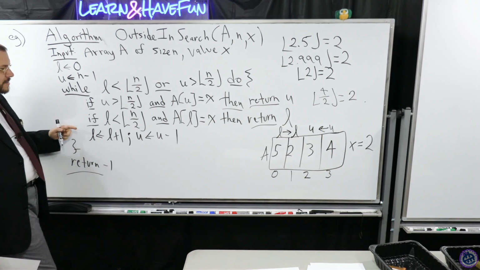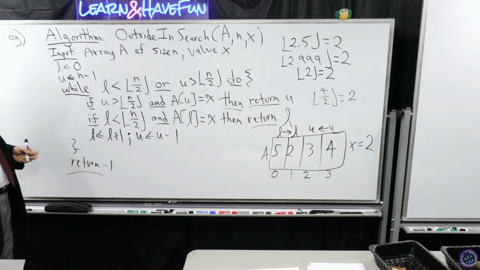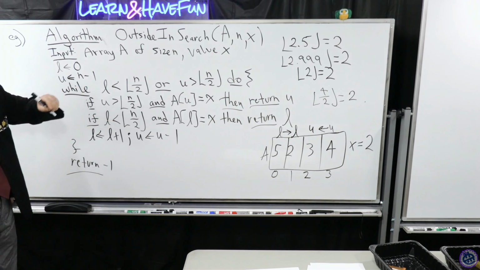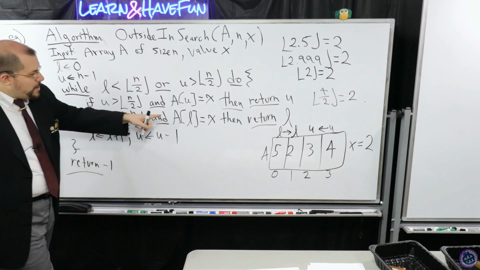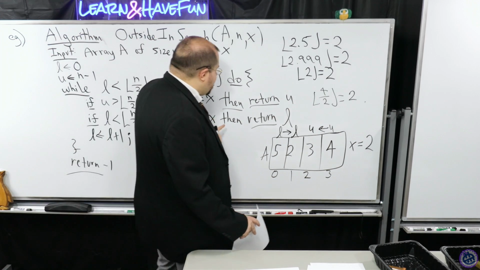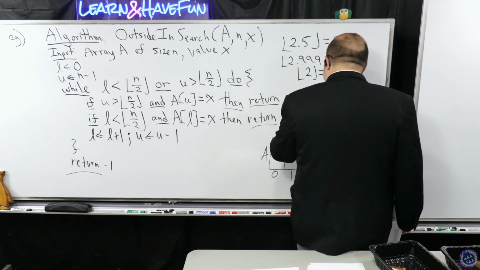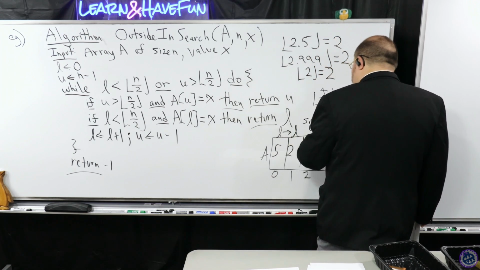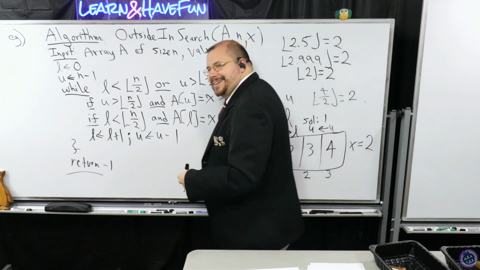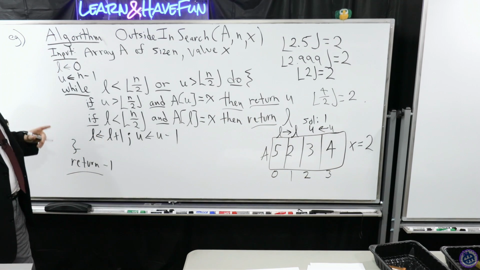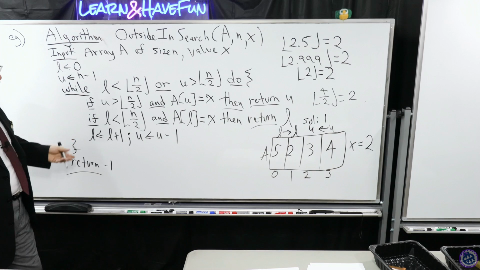We check this, and notice that, yeah, position 1, this is still less than n over 2, because 1 is less than 2, but notice that now A sub L is equal to x, and so it returns this position. So in this case, it does find the solution, which is position 1, right? It tells me where it is. So, what's wrong with this thing?